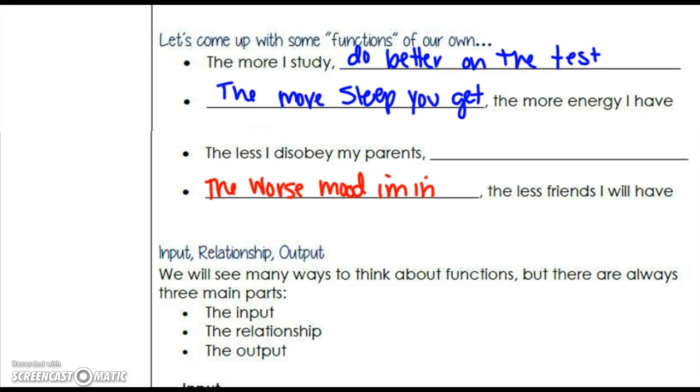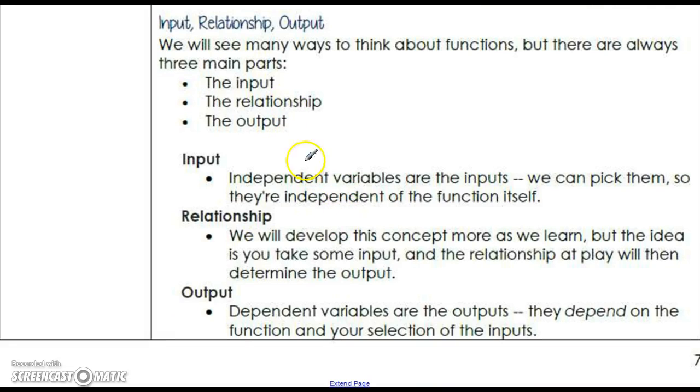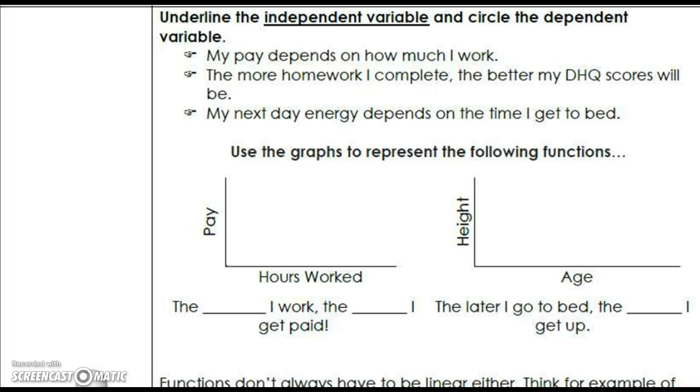So these are all functions, relationships. So we've got an input, a relationship, and then an output. Input is going to be your independent variable, kind of where you're starting. The output is going to be your dependent. It depends upon your input. So let's take a look at that relationship.